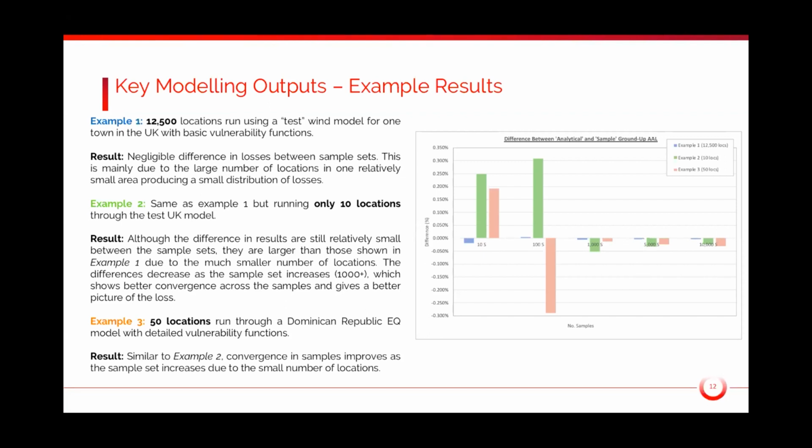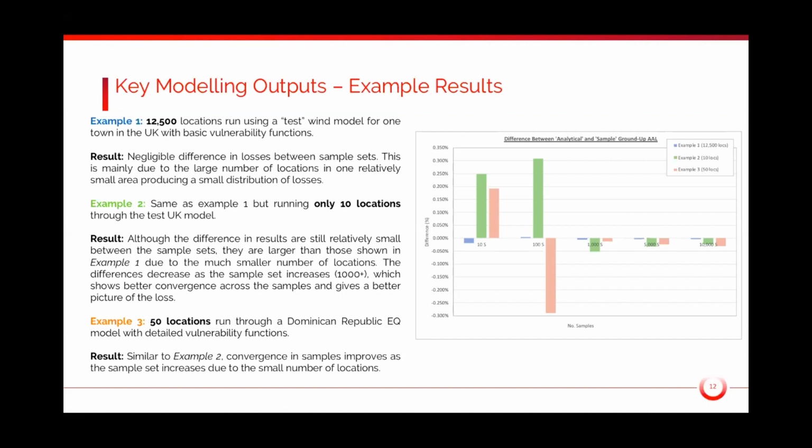And then finally, example 3 here in orange, we've got another small portfolio of 50 locations, and we've run them through a Dominican Republic earthquake model, and they have more detailed vulnerability functions. The results are similar to those of example 2 in green, where the sample results converge quite closely with the more samples you run. So you can see from 1,000 onwards, like in green, they are quite small.